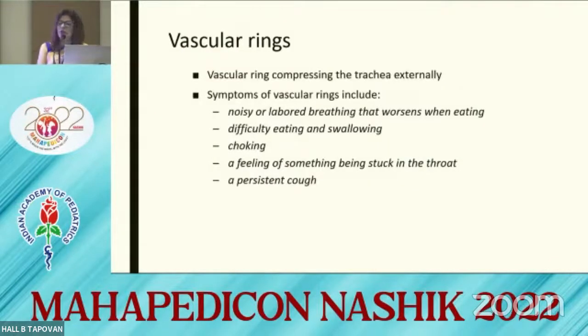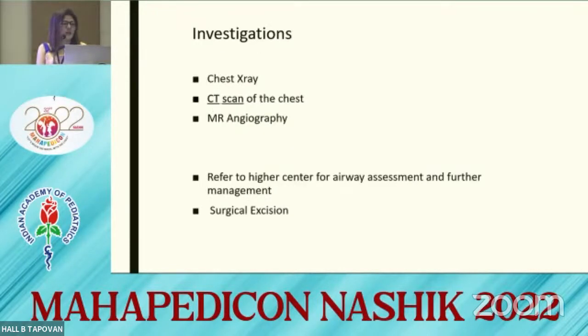You may have vascular rings, which will press on the trachea. And these are kids who will come with expiratory stridor because they are pressing on the trachea. They may have associated cardiac malformations, and you may have to do an MR angiography, a CT to come to a conclusion.